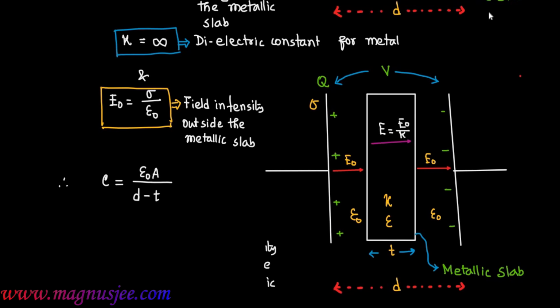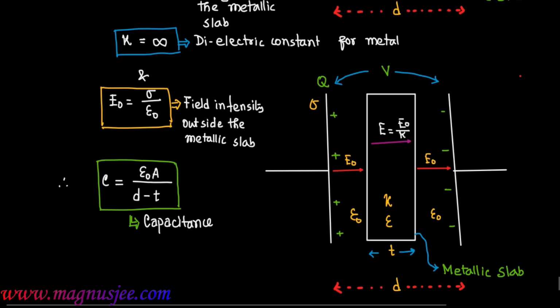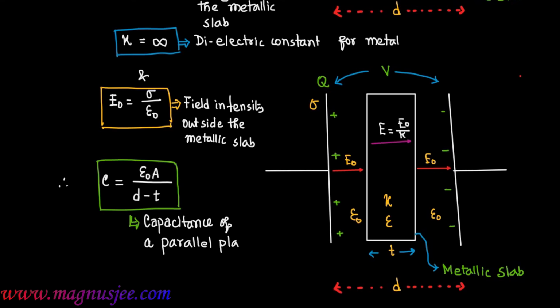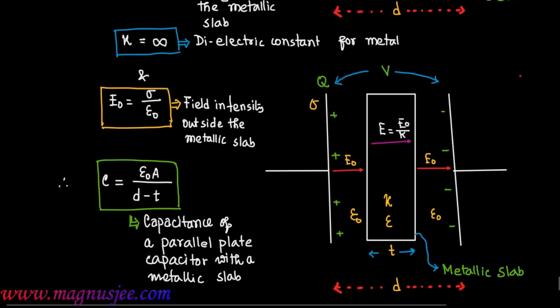Therefore, C equals epsilon 0 A divided by (d minus t), which is the capacitance of the parallel plate capacitor with a metallic slab or conducting slab such that t is less than d. The capacitance of a parallel plate capacitor with a metallic slab is C equals epsilon 0 A divided by (d minus t).